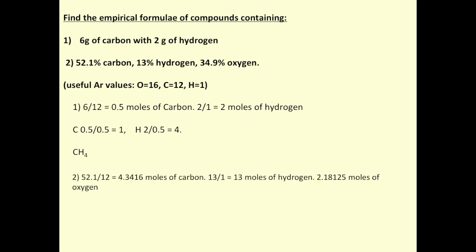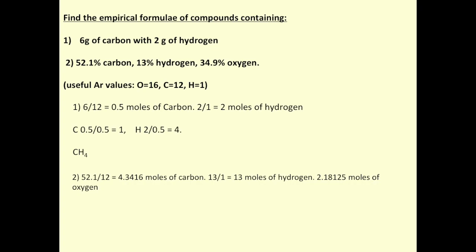So when we do all that, we realise we've got 4.3416 recurring moles of carbon, 13 moles of hydrogen, and 2.18125 moles of oxygen. Now, it's going to be a good idea to keep all of those values to the highest number of decimal places, but you're never going to record your final answer in loads of decimal places. Okay, so once we've got that, what is the procedure?